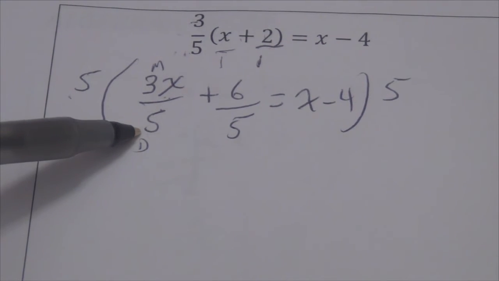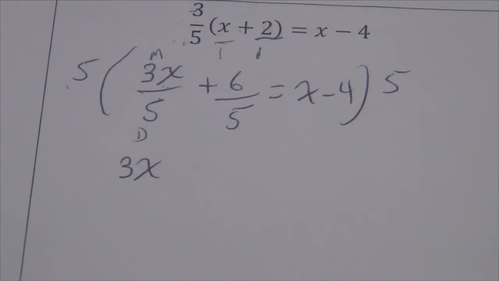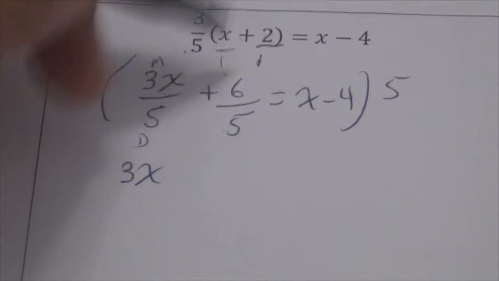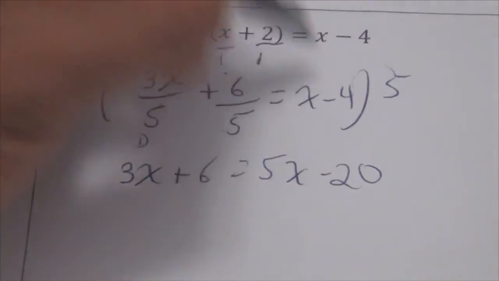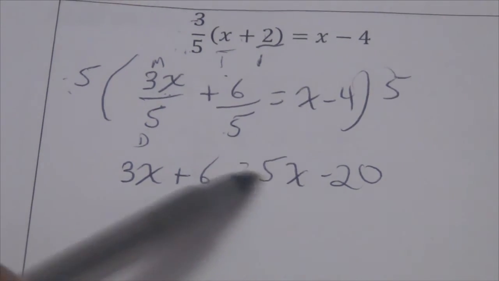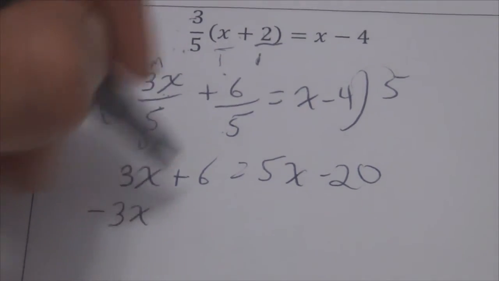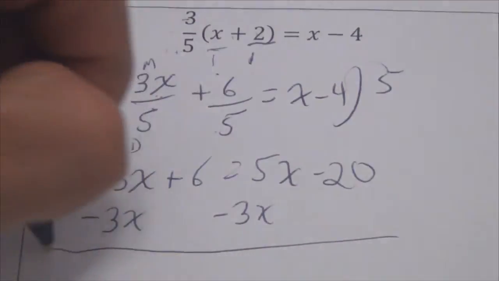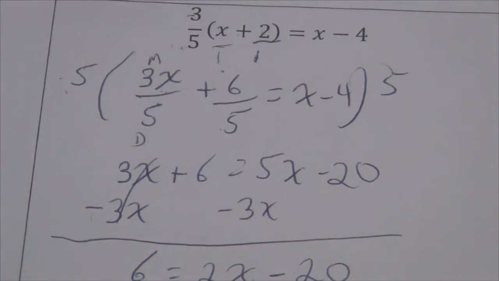So 5 divided by 5 is 1 times 3, 3x. 5 divided by 5 is 1 times 6, 6. And then on the other side we have 5x minus 20, because 5 times x and 5 times -4, you multiply by x, you multiply by -4, and that's what you get. Variables on both sides, yes, get rid of the lesser one. Additive inverse? Sure.